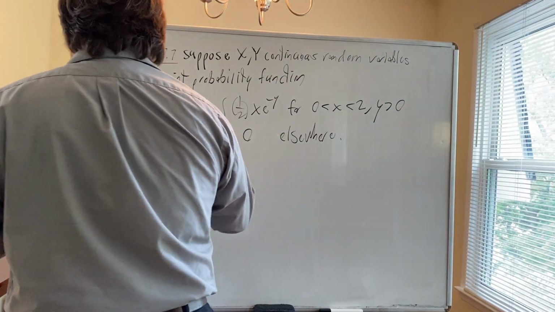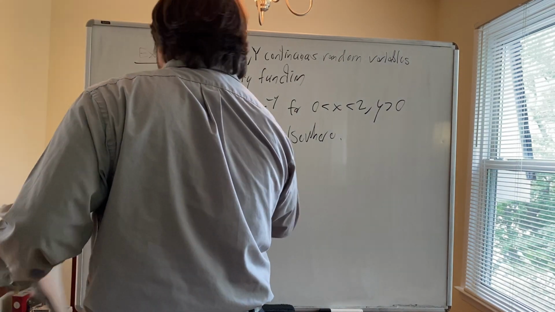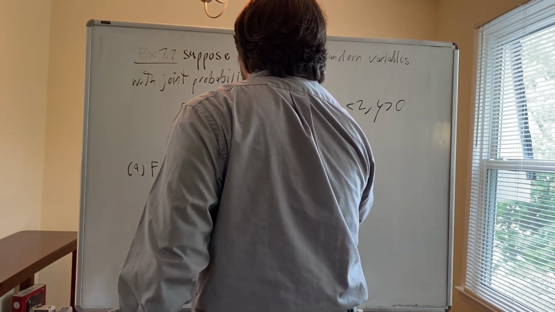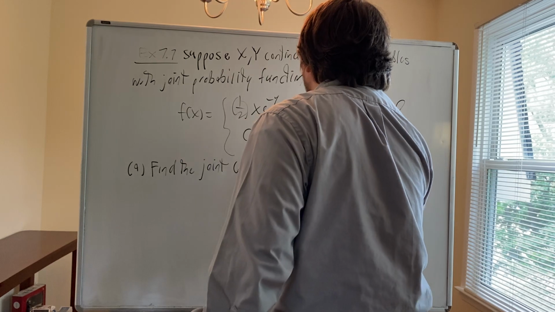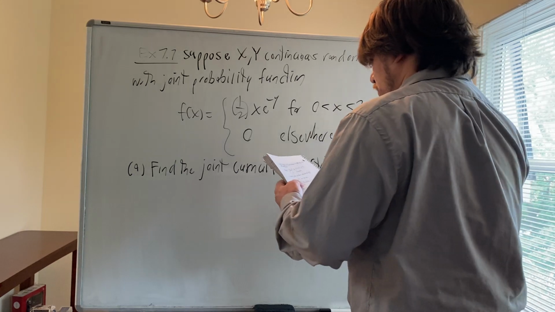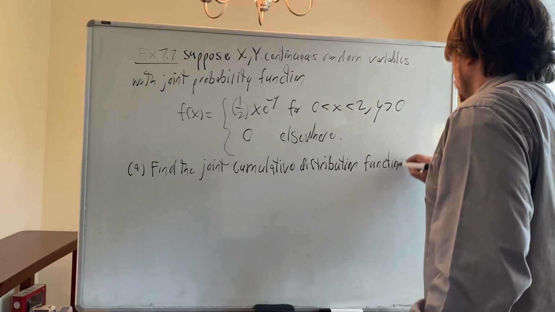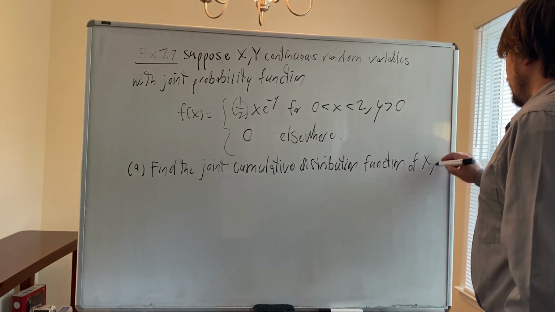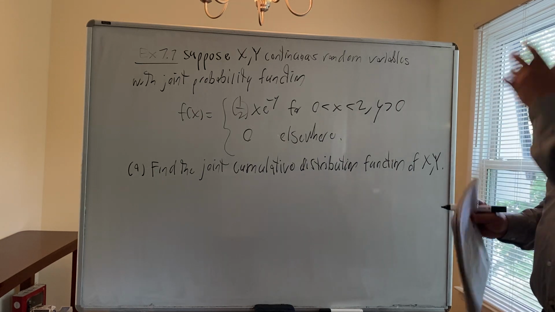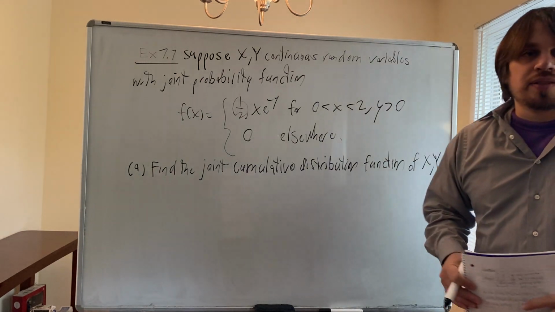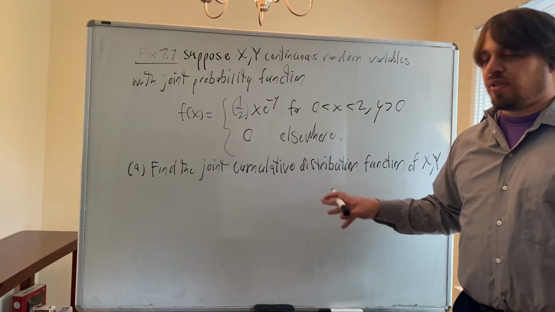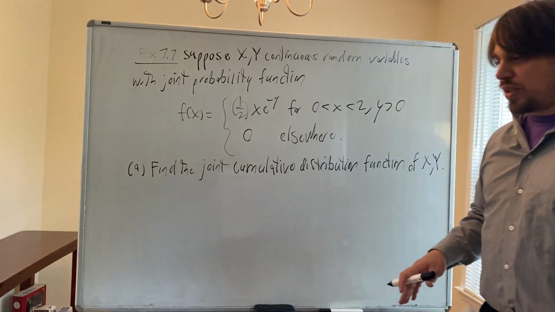Part A is find the joint cumulative distribution function of x and y. So to do this, we're going to do this in several steps, and I'll call them cases. Depending on where in the domain you're looking, this function will be defined differently. So let's look at case 1.